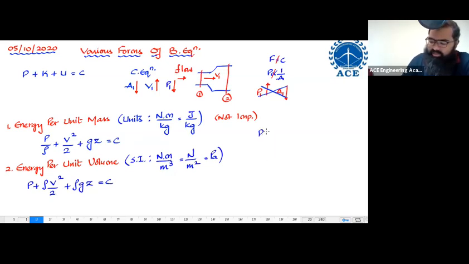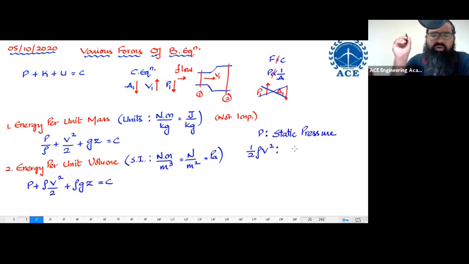The term P over here stands for static pressure. Half rho V square, or rho V square by 2, is a very, very important pressure. It is called dynamic pressure.